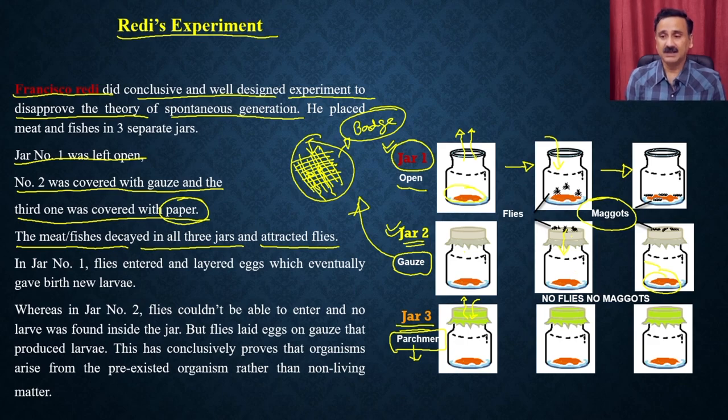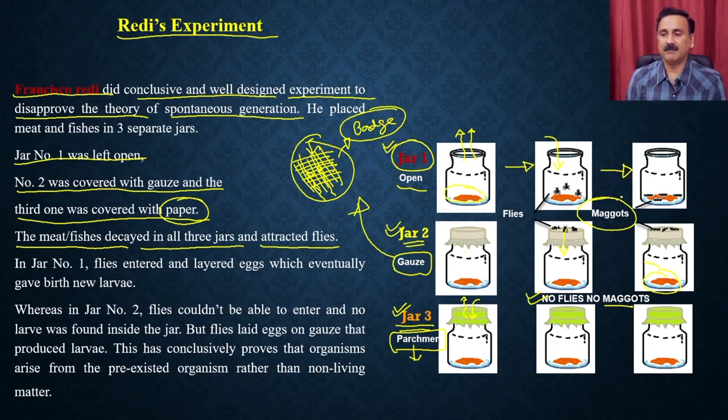But instead, these flies, because they are attracted onto the top surface, have laid the maggots onto the surface of this particular paper or paper cloth, right? Then in jar 3, which was conclusive, nothing could give rise to the smell or attract the flies. So if there were no flies, what he found is that there was no development of maggots. So this actually proves that the theory of abiogenesis is not true.